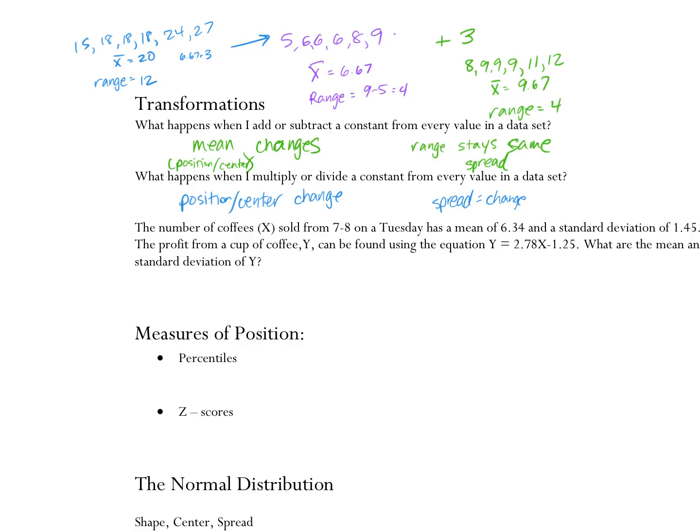let's say we have the variable x, the number of coffees sold from 7 o'clock to 8 o'clock on a Tuesday, has a mean. This is at like a coffee shop or something. Okay, I made this up on the fly really quick when you guys asked for this. It has a mean of 6.34 and a standard deviation of 1.45. So this is the number of beverages sold. Imagine we walk into the Stops or the Grandview Grind. My guess is it's probably a significantly higher number than this between 7 and 8, but you know, I was working real quick.